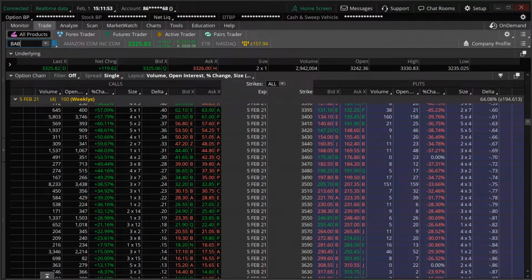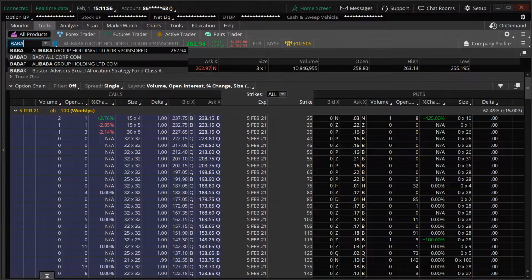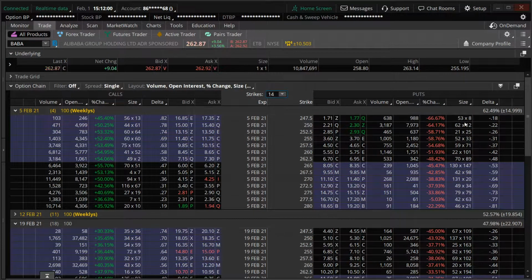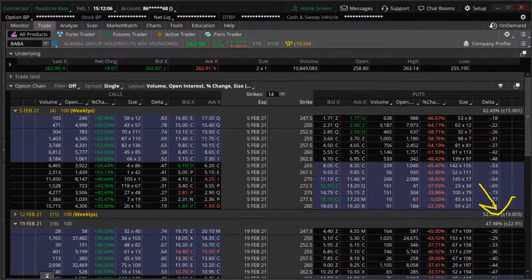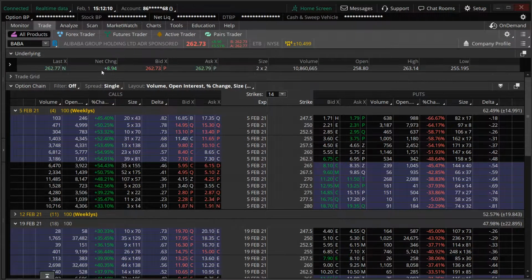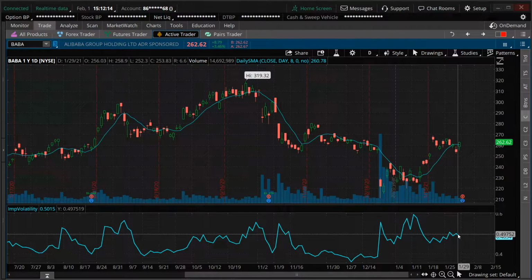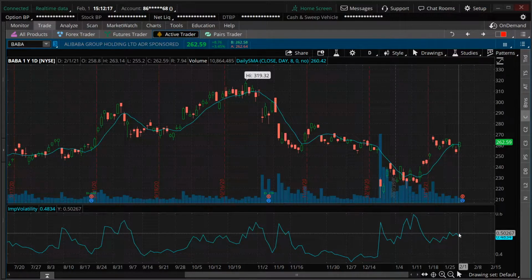We can look at another name reporting earnings upcoming, and that would be BABA. And we see the same thing. Earnings this week, the implied volatility is high compared to the following weeks. That is implied volatility. It's a simple study that you can add, and also looking at the option prices in the option chain.